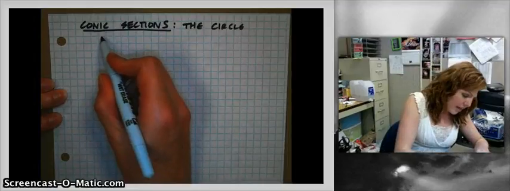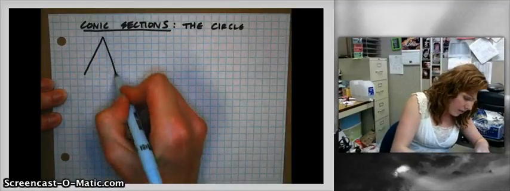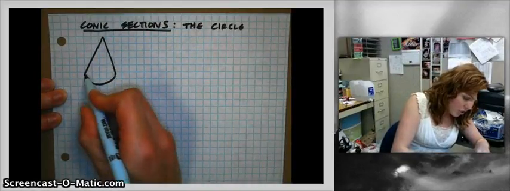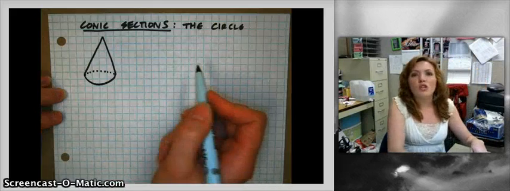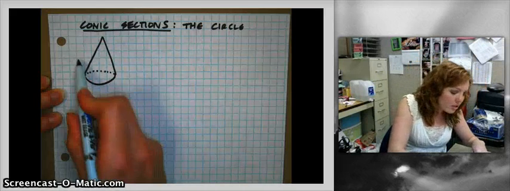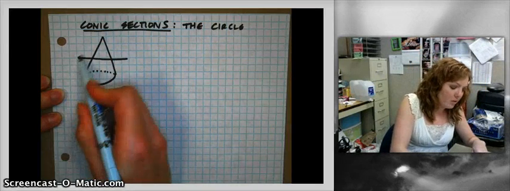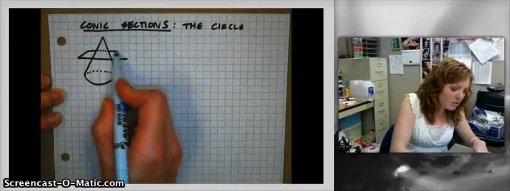Again, yesterday in the lovely 3D videos that you all watched, you saw that a circle was formed by cutting a horizontal plane through a cone. Okay, so we're going to cut a horizontal plane through this cone.